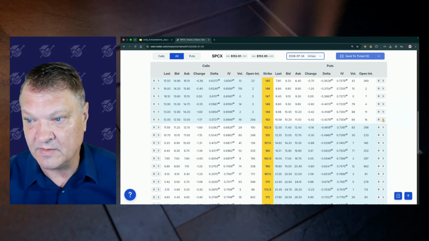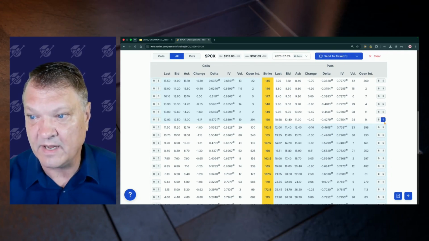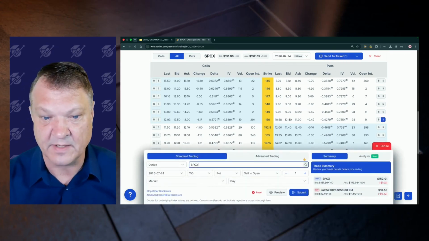And so I can do it one of two ways. We can either click it, or I click send here, or I click sell, and then we got buy, and so the S is sell, and then it's send to ticket. So now we're going to send it to the ticket.